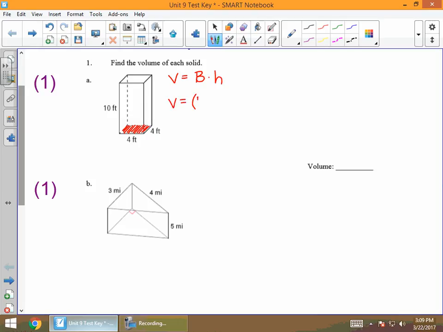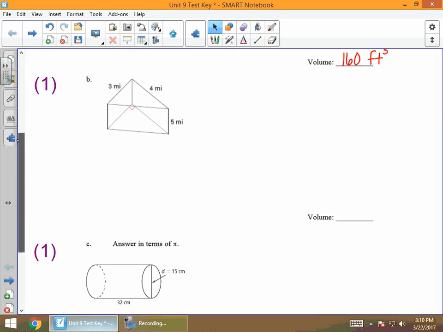So I'll find the area of the base by doing 4 times 4. And then I'll multiply it by the height. And this thing is 10 feet tall. Notice that all of my labels are in feet, so I don't have to do any kind of converting. So 4 times 4 is 16, times 10 is 160. And I am measuring volume, so they are feet cubed, or cubic feet. So question number 1, 160 cubic feet.